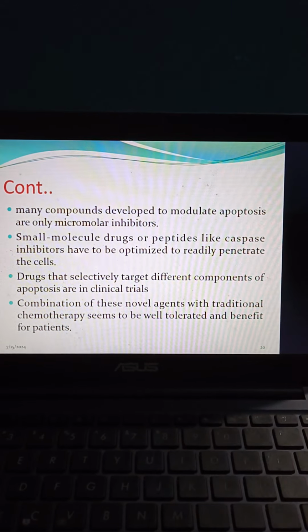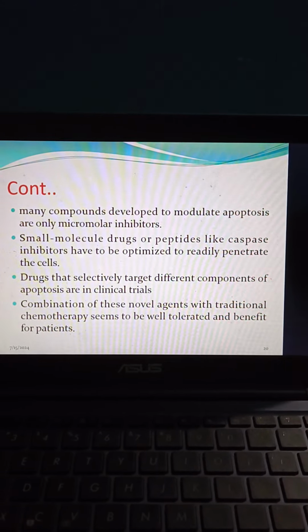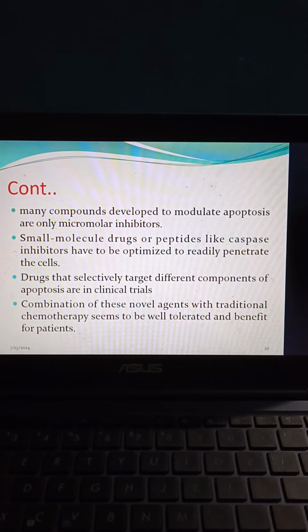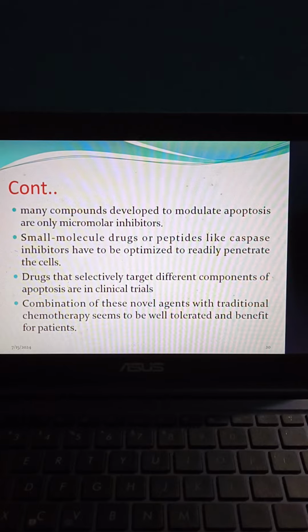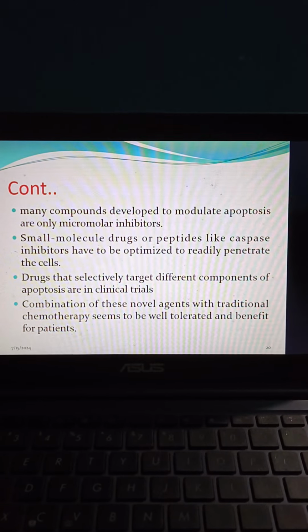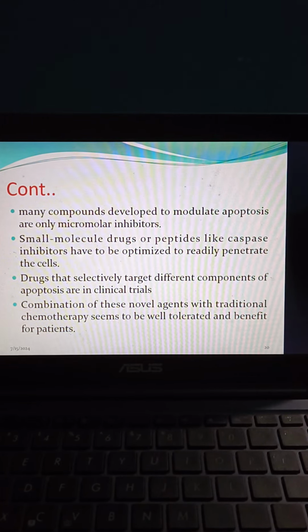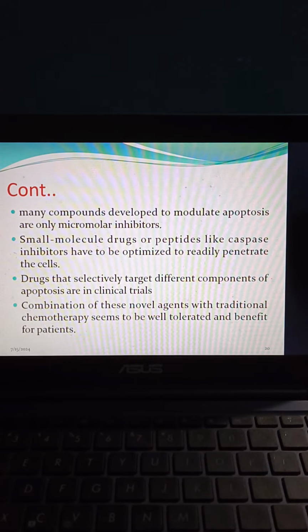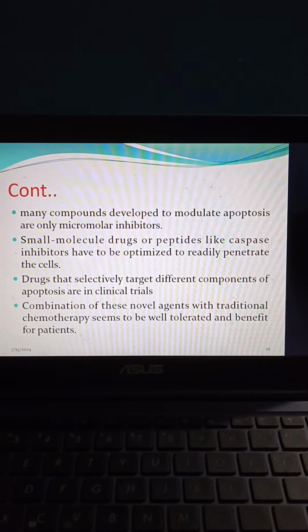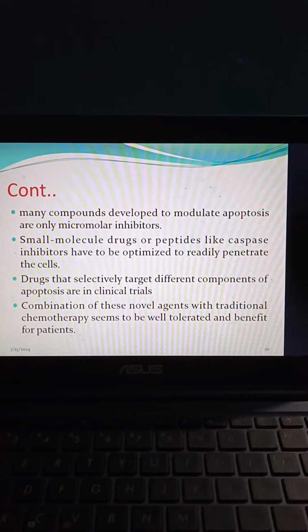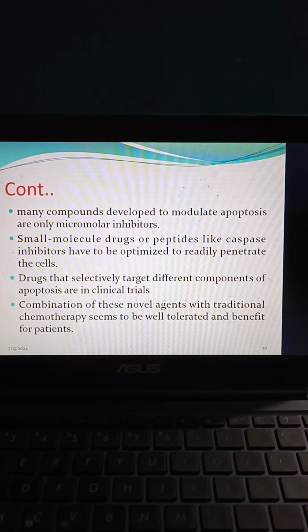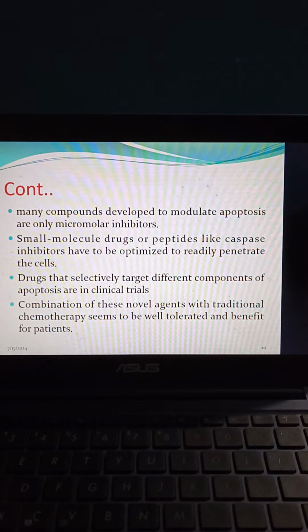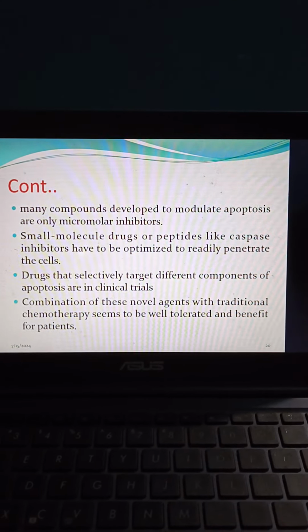Many compounds developed to modulate apoptosis are only micromolar inhibitors. Small molecule drugs or peptides like caspase inhibitors have to be optimized to readily penetrate the cells. Drugs that selectively target different components of apoptosis are in clinical trials. Combination of these novel agents with traditional chemotherapy seems to be well tolerated and beneficial for patients.